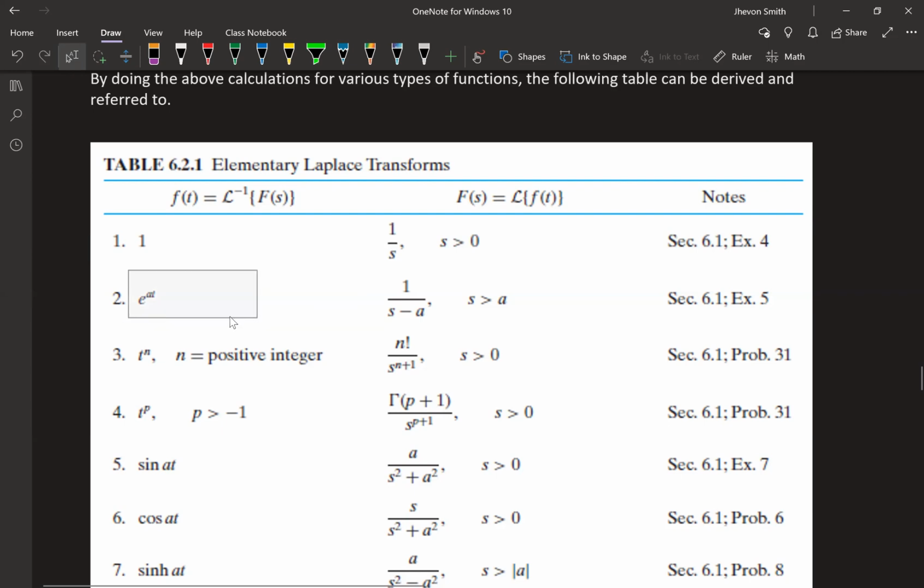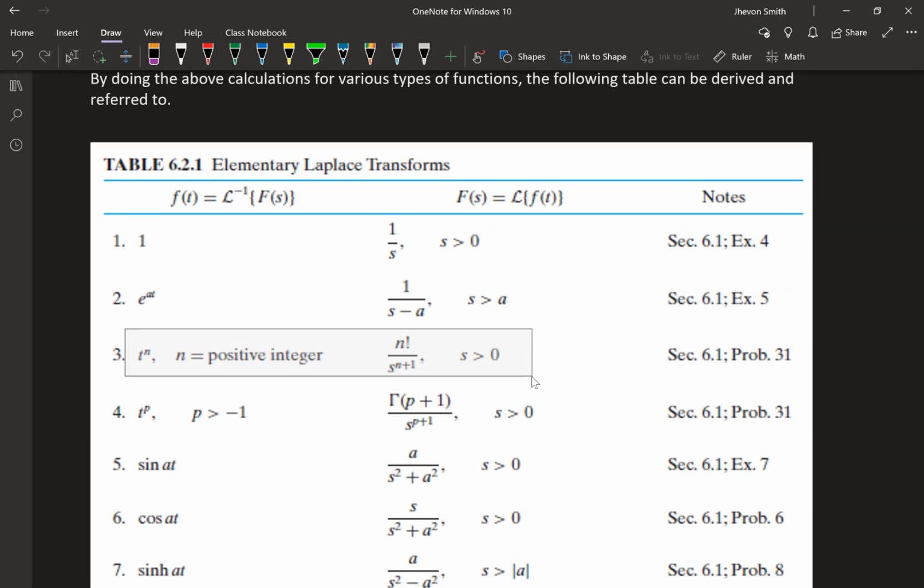For e to the minus at, the Laplace transform of that function is 1 over s minus a. I also showed you that. I also mentioned that your s should be larger than a in order for this to converge, because otherwise the integral would diverge to infinity. I also proved for you that the Laplace transform of t to the n is n factorial over s to the n plus 1 for s greater than 0.